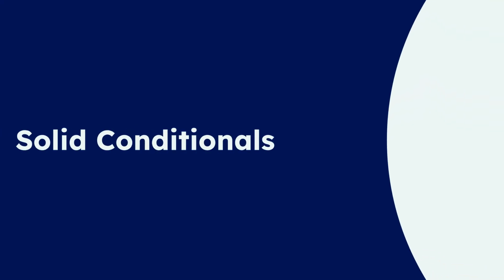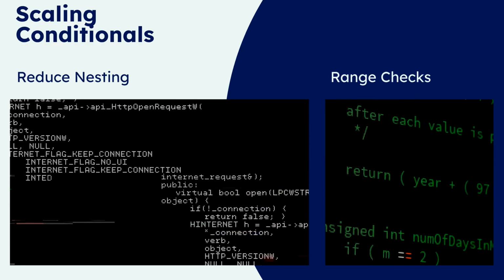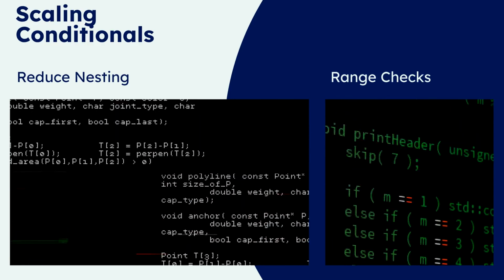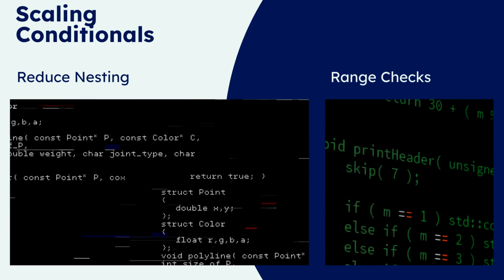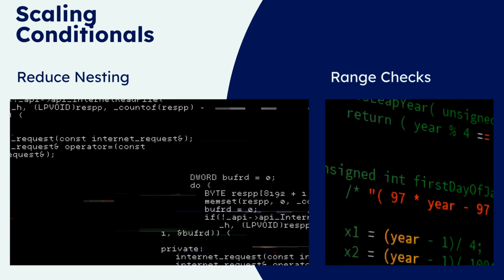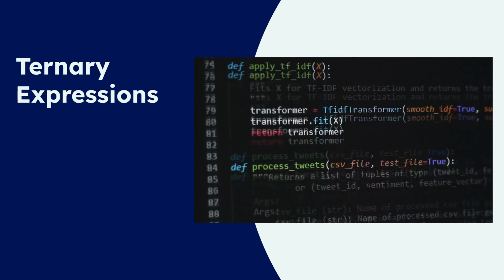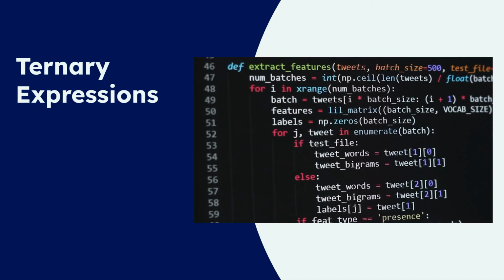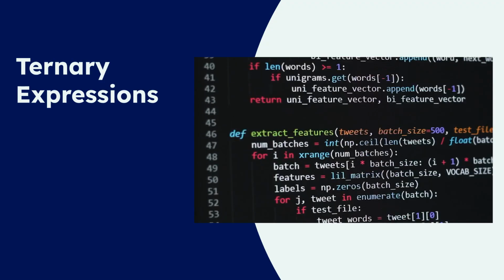Next, let's explore how to write conditionals that are clean, concise, and easy to scale. Use guard clauses, like if not is_valid(user): return error, to reduce nesting. For range checks, use chained comparisons like if 0 <= score <= 100. Conditional expressions, or ternaries, like label = "adult" if age >= 18 else "minor", are perfect for assigning a single value. Keep them short and readable for clarity.